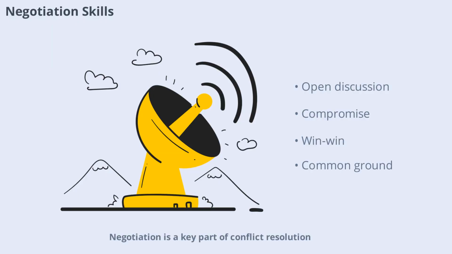Negotiation is a key part of conflict resolution. It involves discussing issues openly, making compromises, and finding win-win solutions. Good negotiators listen actively, communicate clearly, and look for common ground. Developing negotiation skills can help you resolve conflicts more effectively in all areas of life.